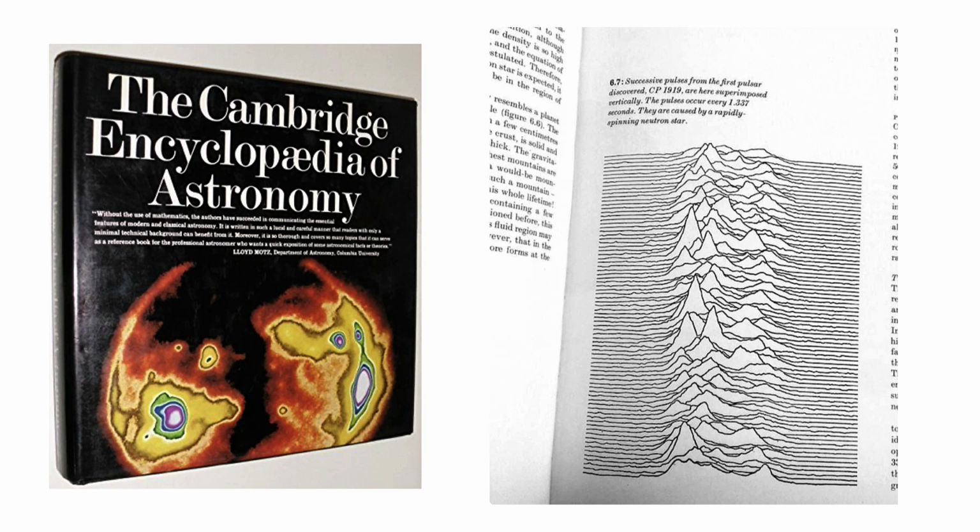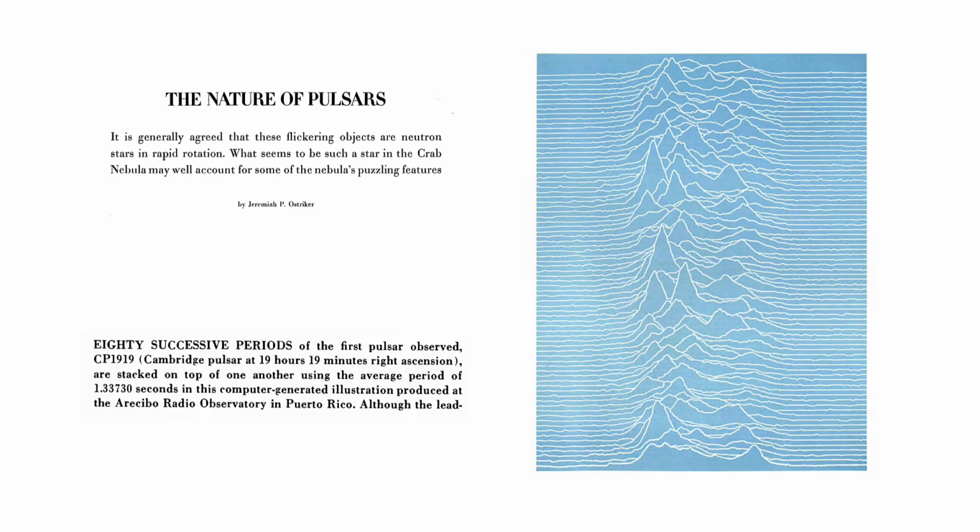And it actually is a very interesting and important research study that was performed. This printing in the encyclopedia was a reprint from a paper, and the paper I could find online is called The Nature of Pulsars by Jeremiah P. Oestreicher. I'm not sure how you pronounce that last name, but this was published in the American Scientist in 1971, and this paper discusses the discovery of pulsars, which is what this data visualization actually displays.